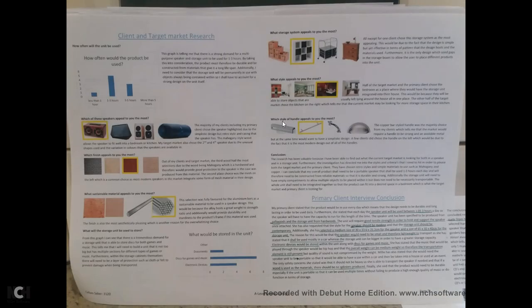We've had a look at this one, which is the client and target market research. Check through that you've got a page like this one. This is page number 5, where we have got how would your product be used. We talked about this, which of these speakers appeal to you most, which are the materials and finishes, what sustainable products and materials could you use, what will the storage unit be used to store.